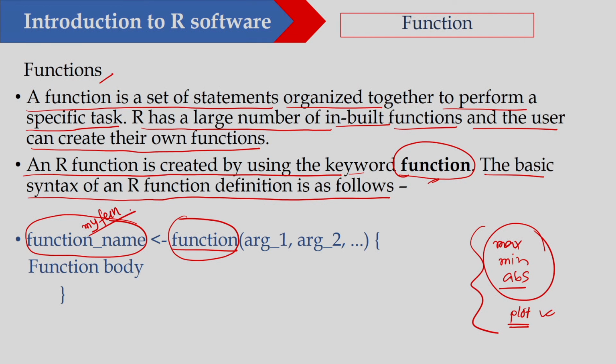Whatever name you put, then comes the arguments coming into the function: argument 1, argument 2, argument 3, something like that. Whatever arguments you want to give, you can give. These variables will come to this particular function, and then there is a function body. I will use curly brackets, and within the brackets I can write the function.